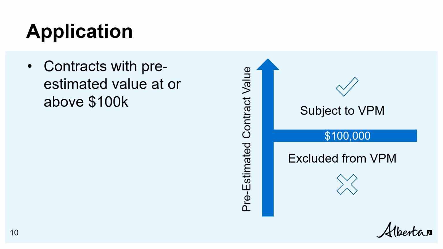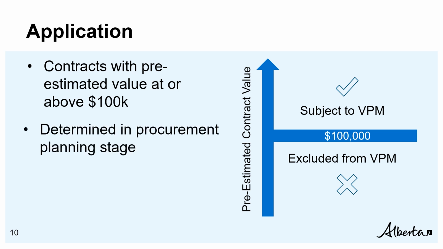P3 contracts are also exempted from the VPM program, although certain design, engineering, and consulting service contracts relating to P3 projects may be included at Alberta Infrastructure's discretion. Whether a contract is subject to VPM is determined at the procurement planning stage, so VPM can be included in the active procurement bid package along with being on the contract upon vendor award. Lastly, there is a process that exists to opt in or opt out contracts. Let's go through that in a bit more detail.